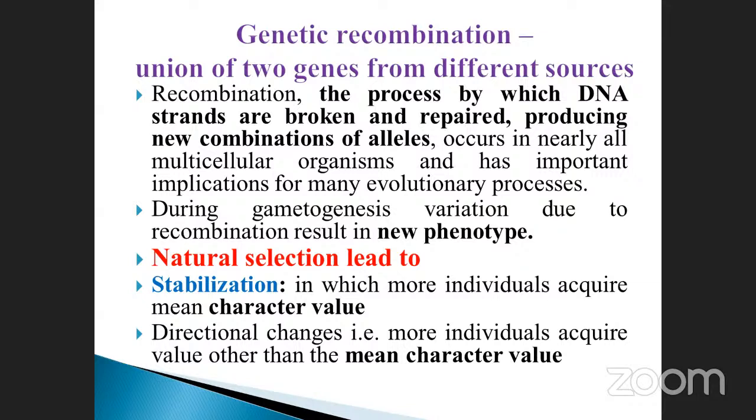Okay. Then the last one is called natural selection leads to. So here you must note it down. Two things are very, very important. One is called character value. Another one is called, what is that? I will tell you. Okay. Next, stabilizing, in which more individuals occur at the mean character value. What is the meaning of that? I will tell you, give examples. Directional changes: more individuals occur at a value other than the mean character value.